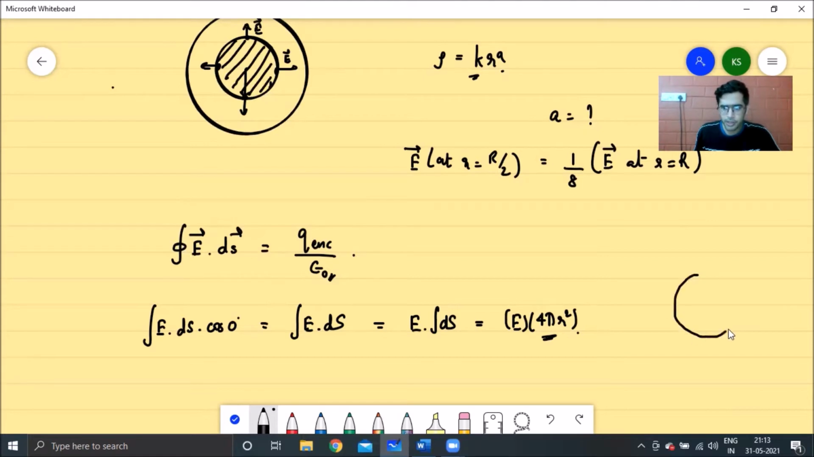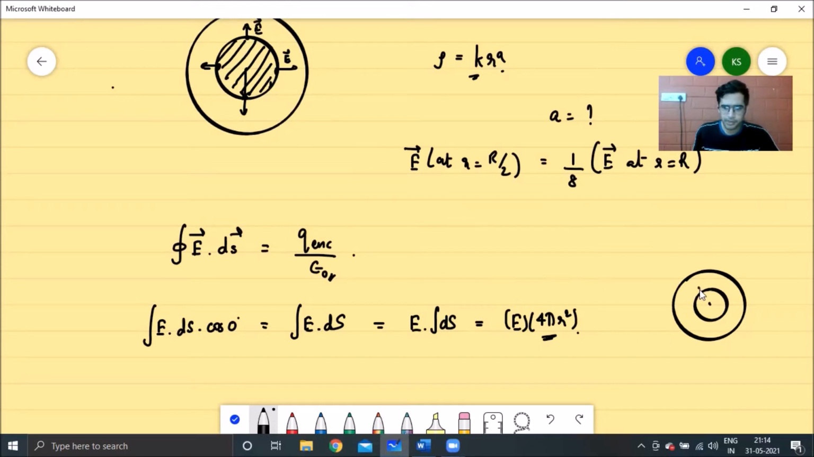To find out the total charge enclosed within the sphere of radius r by 2, how would we try finding this out? We might be tempted to use a formula that the charge located inside the sphere will be equal to charge density into volume. But your charge density is not a constant value from 0 to r. Your charge density keeps on varying at different distances from the center.